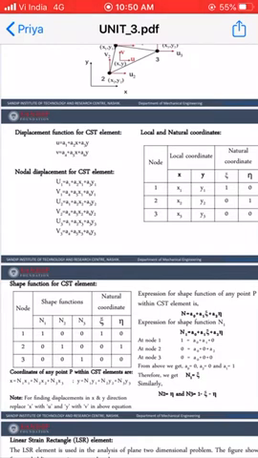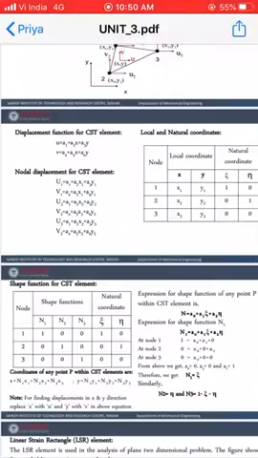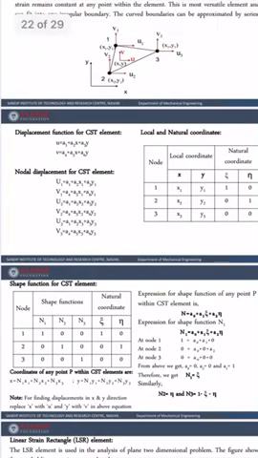In the previous lecture we studied the CST element. We discussed the things related to the CST element. CST stands for constant strain triangular element. Why is it called a constant strain triangular element? Because the strain remains constant within the element. That's why we call it a constant strain triangular element.